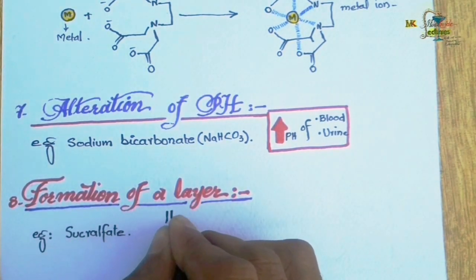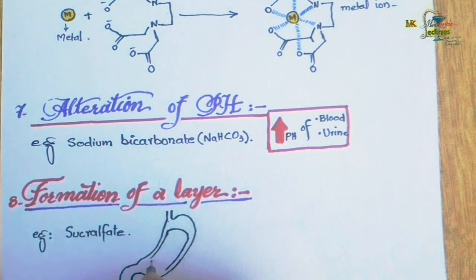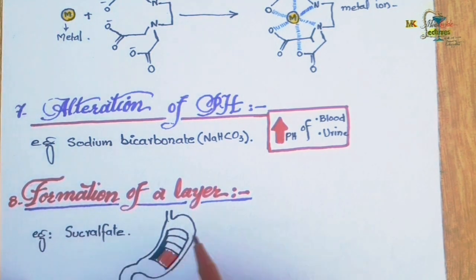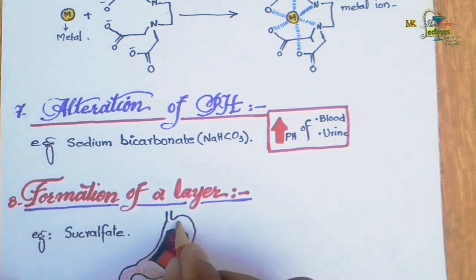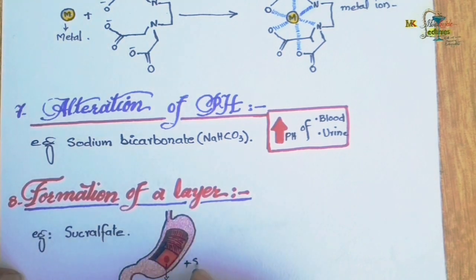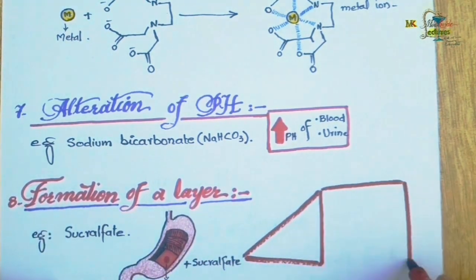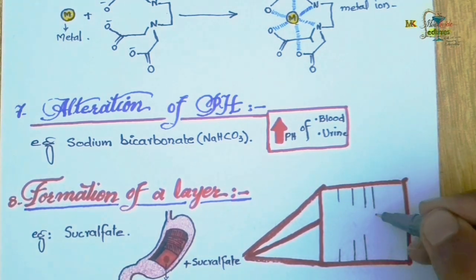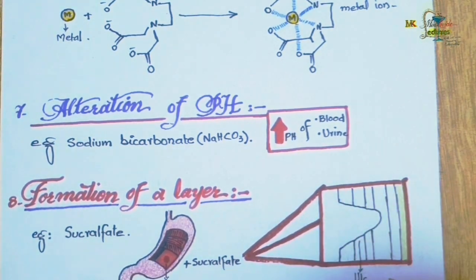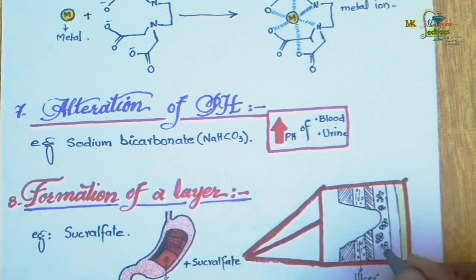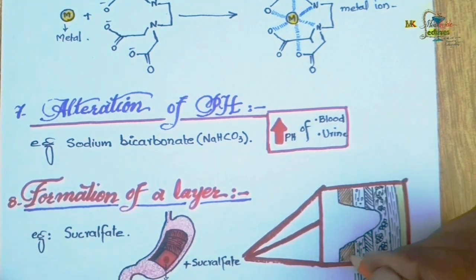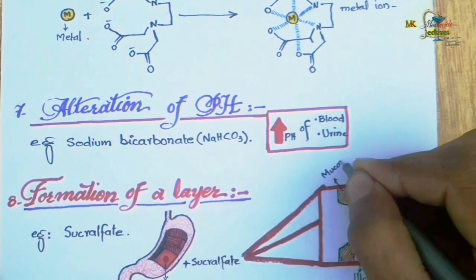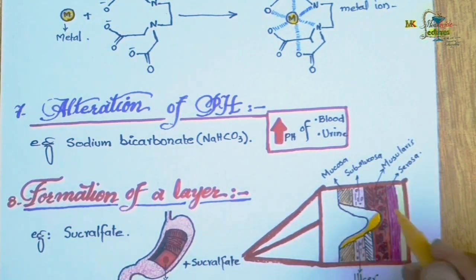The next one is that a drug may form a layer over a body's internal lining, for example sucralfate, which forms a layer over the ulcer-affected area of the stomach and thus prevents further damage to the stomach walls. Sucralfate in this case only binds to the ulcer-affected area of the stomach and forms a barrier. And this barrier prevents direct contact of the acids with the damaged area and thus promotes healing of the ulcer-affected area of the stomach wall.